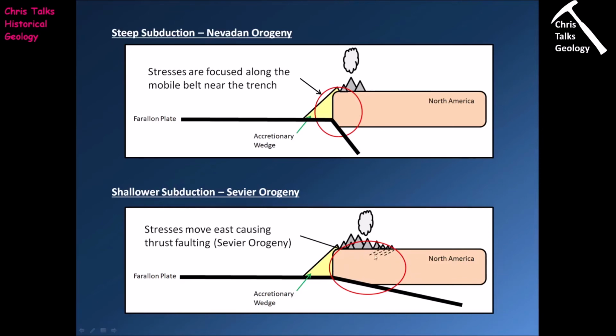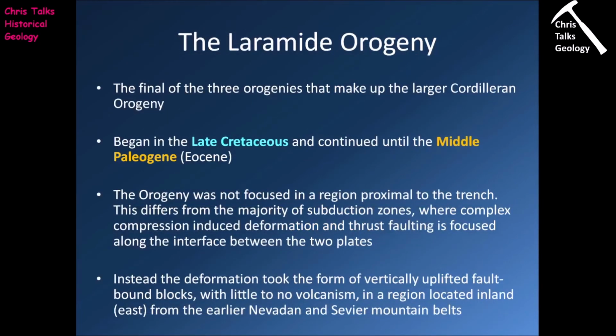And so this means that areas to the east of the Nevadian highlands are all of a sudden going to begin to experience compressive tectonic forces, and this is going to lead to quite large amounts of thrust faulting, and this is going to lead to the formation of the Sevier highlands, essentially. Okay, so let's move on to the Laramide Orogeny.